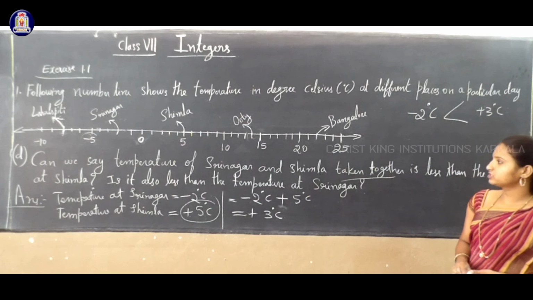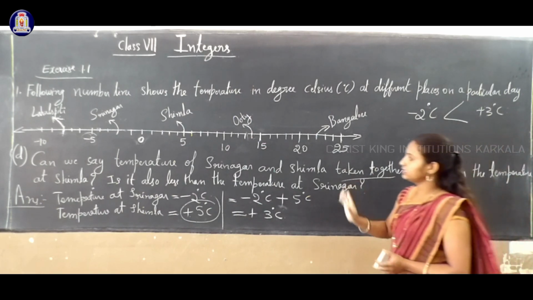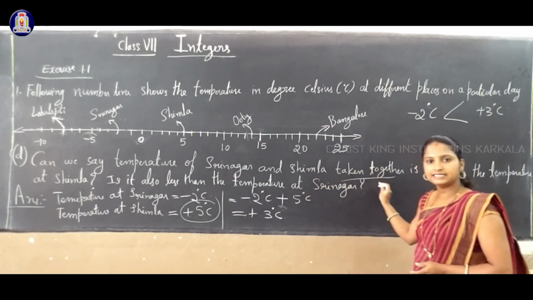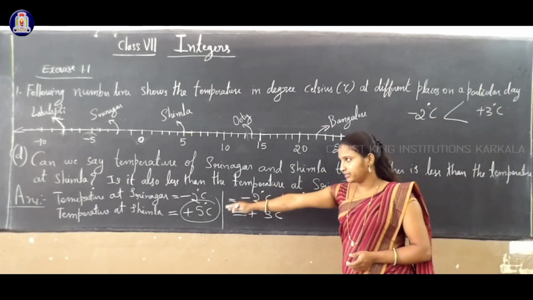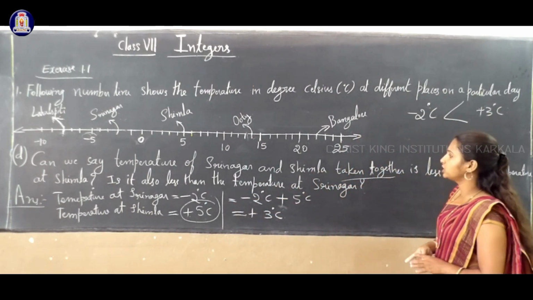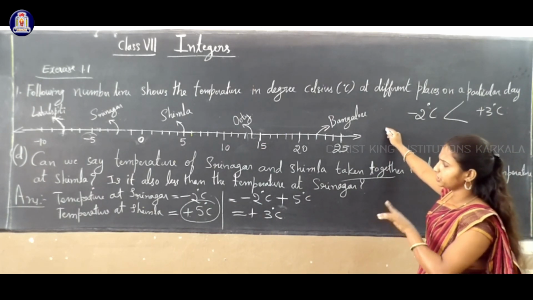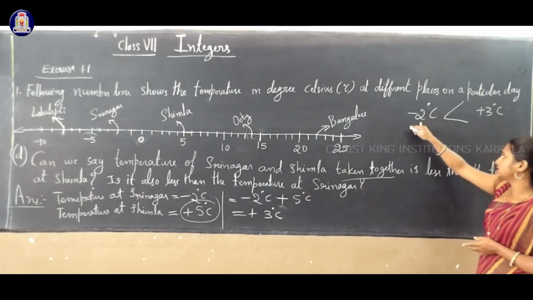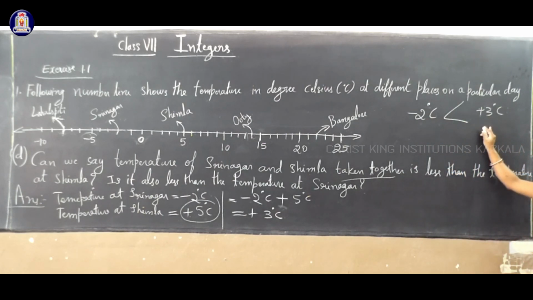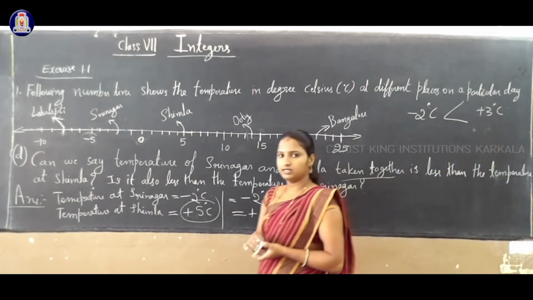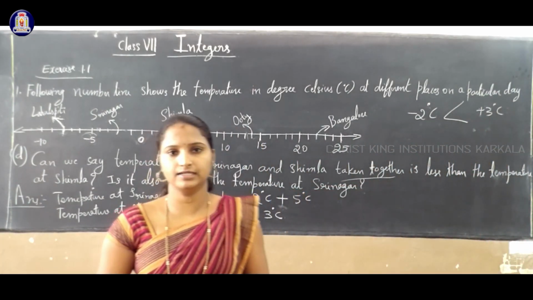Clear? The first question understood? The first one: the temperature of Srinagar and Shimla is lesser than the temperature at Shimla. And the second: the temperature of Srinagar and Shimla is not lesser than the temperature at Srinagar; it is greater. So that is the answer to this question. Clear? Yes. Thank you.